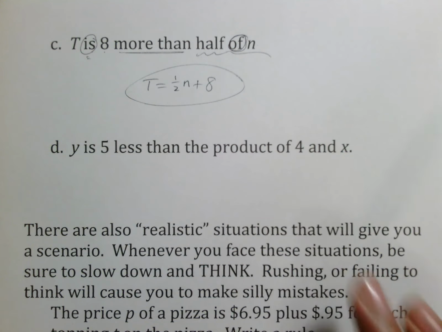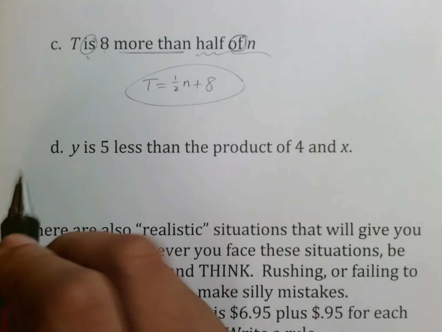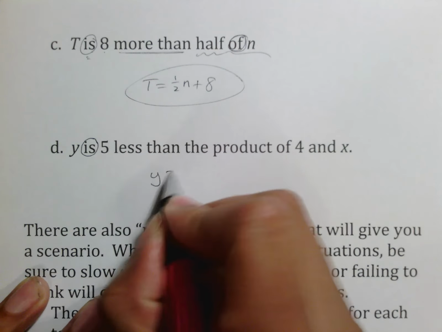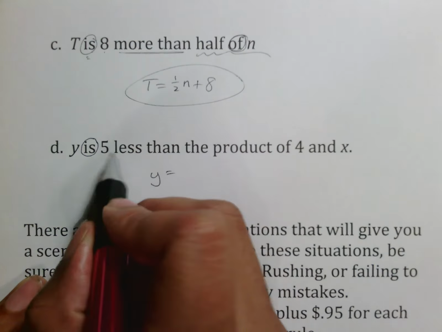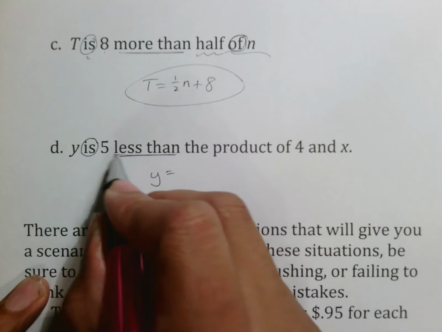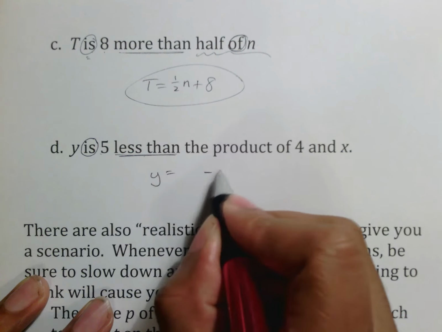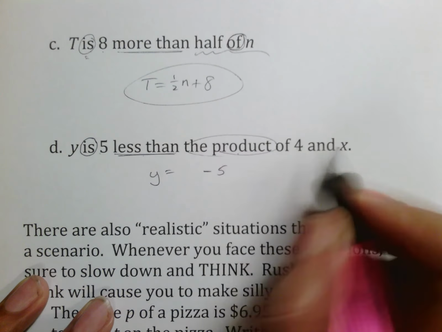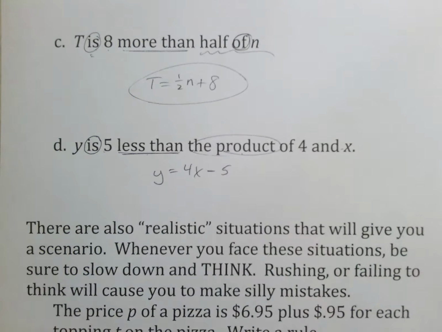Y is 5 less than the product of 4 and X. Again, I don't see anything talking about a total, but I do see the word is, which means it's obviously Y equals. I see the words less than, which usually means I'm going to subtract whatever is in front of it, so minus 5. And product means multiply 4 and X, so I should have 4X minus 5 as my answer there.